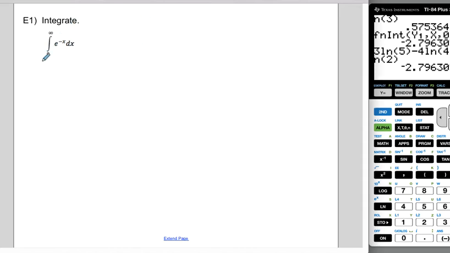Okay, so we're going to integrate from 0 to infinity of e to the negative x dx. So this is what makes this an improper integral. The way we're going to handle it is we're going to go ahead and call this b. So we're going to say that this is the limit as b approaches infinity of the integral from 0 to b of e to the negative x dx.